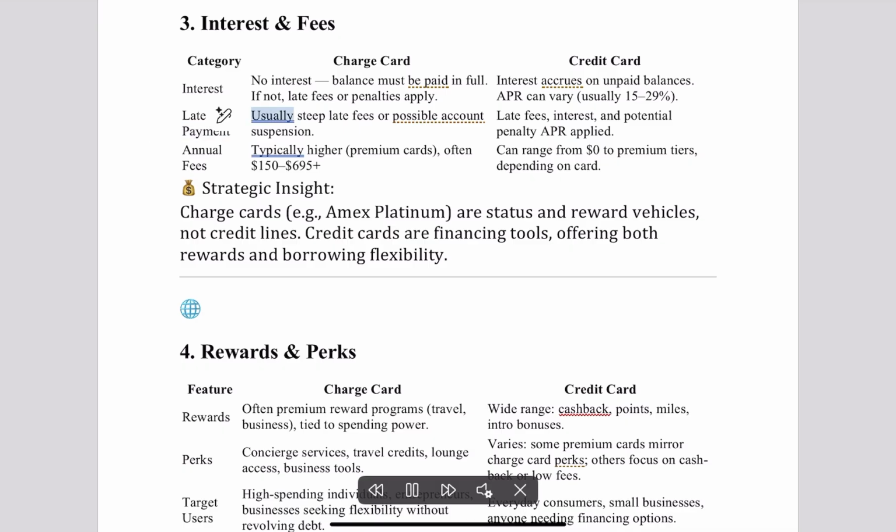Late payment. Usually steep late fees or possible account suspension. Late fees, interest, and potential penalty APR applied. Annual fees. Typically higher, premium cards, often $150 to $695 plus. Can range from $0 to premium tiers, depending on card. Strategic insight. Charge cards, e.g. Amex Platinum, are status and reward vehicles, not credit lines. Credit cards are finance.